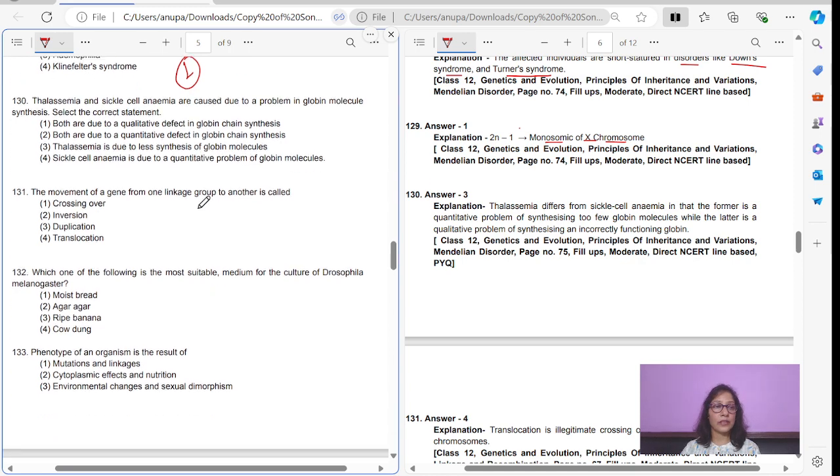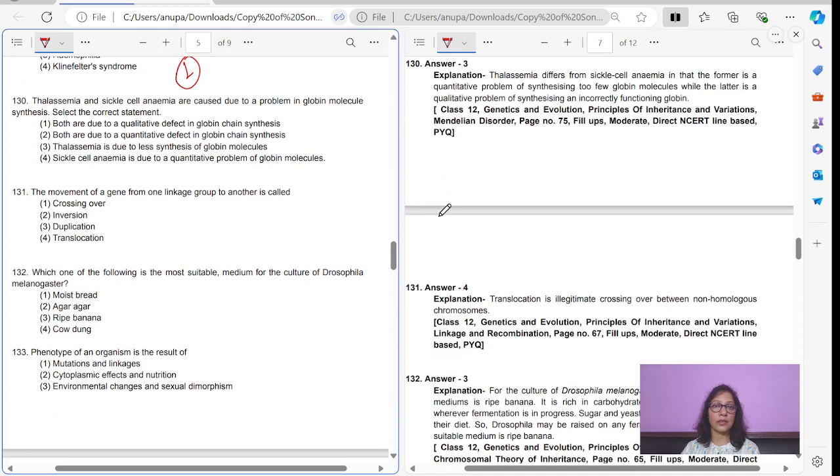Now let's move to the next question, that is question number 130. It states that thalassemia and sickle cell anemia are caused due to a problem in globin molecule synthesis. Select the correct statement. Here it is talking about thalassemia and sickle cell anemia.